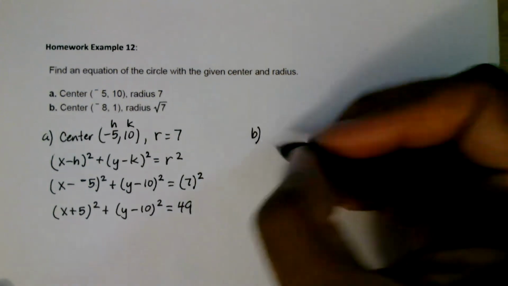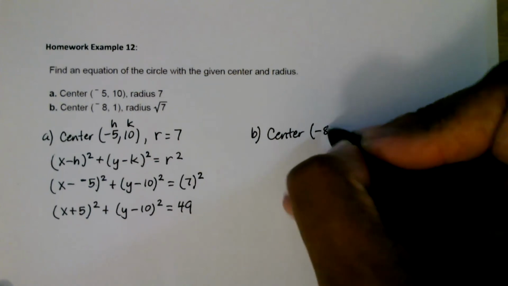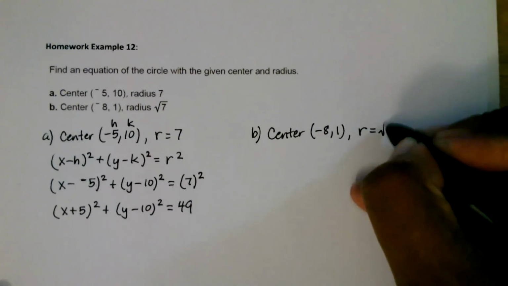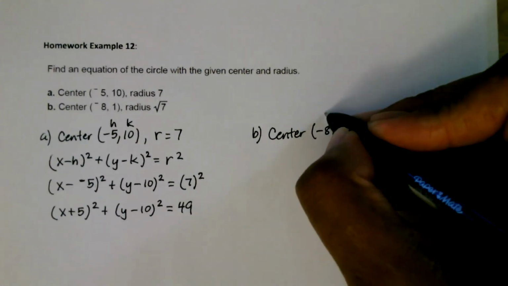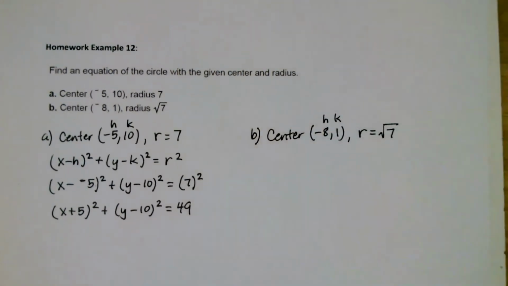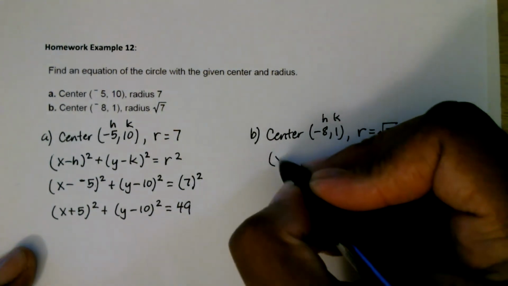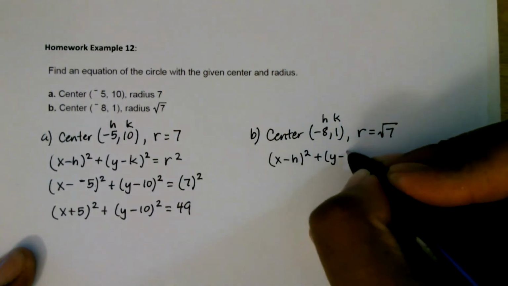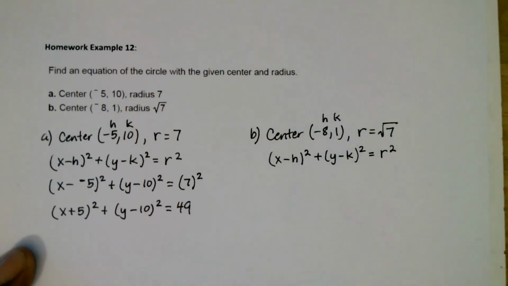And part B. Let's say we have a center of (-8, 1) with a radius, which I'll label as r, of the square root of 7. And that -8 will be your h, your k will be 1. And I want the equation of the circle with that center and that given radius. So again, I'm going to use x minus h quantity squared plus y minus k quantity squared is equal to r squared.